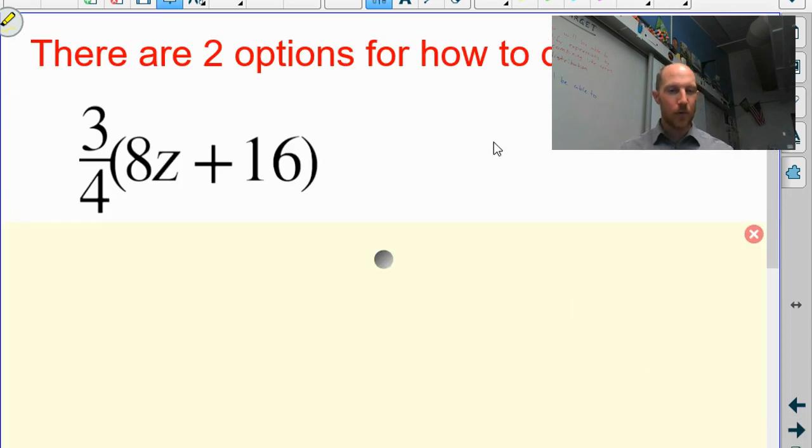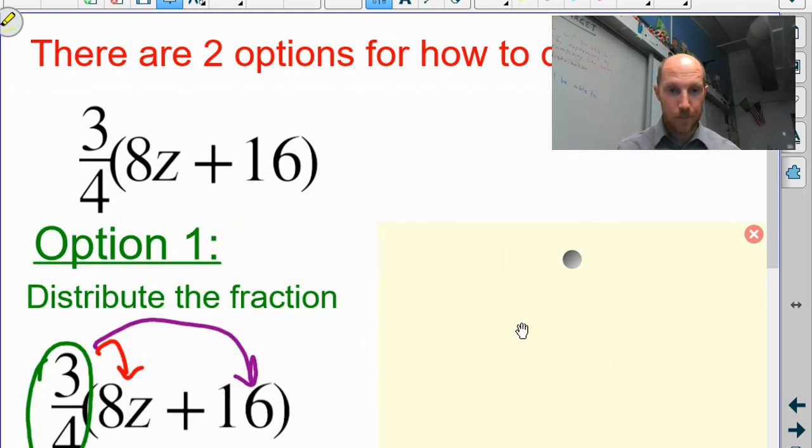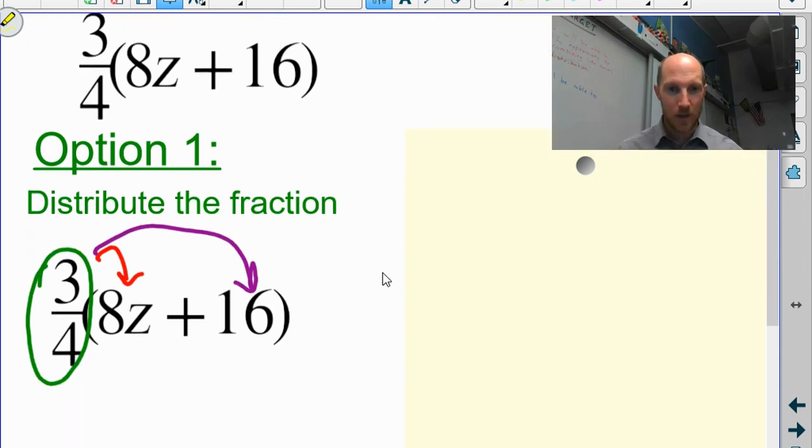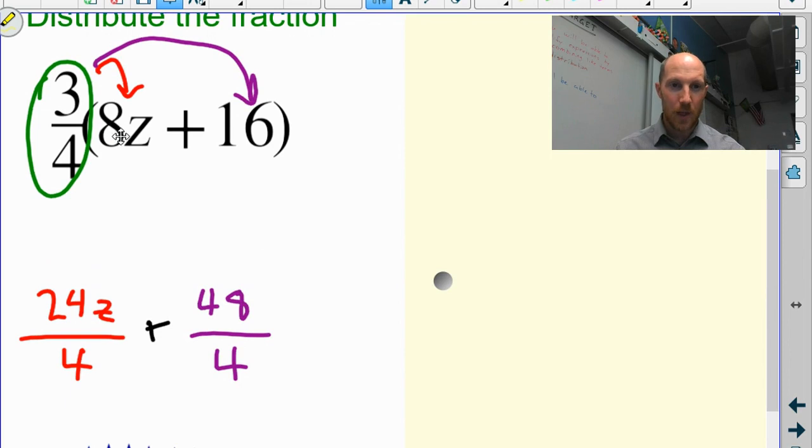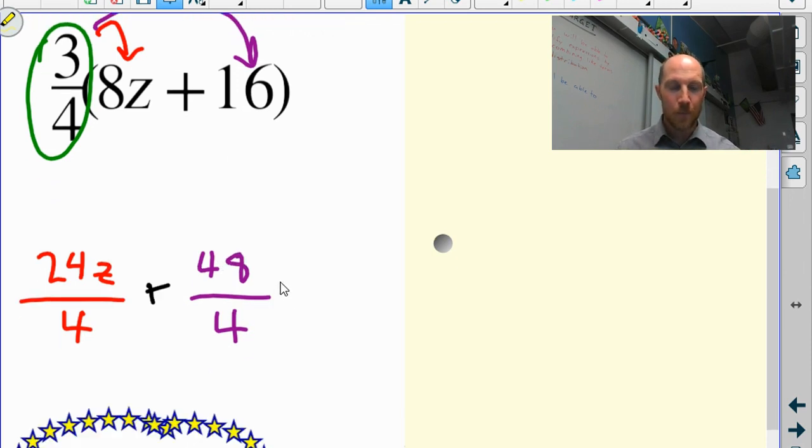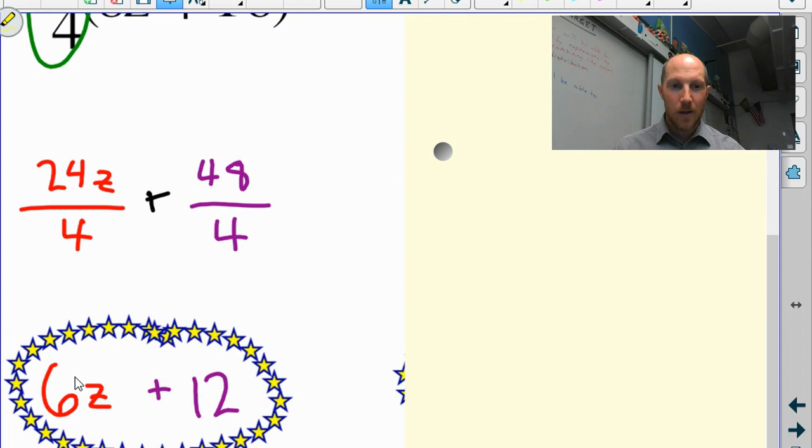Hey, well, speaking of fractions, here's a different fraction. We're going to do the same process. We still have these two options. Option one, take that fraction and distribute it. If you're comfortable with fractions and you want to just take the 3/4 and multiply it by 8z and then multiply it by 16, this is the option for you. So the 8z times 3, that numerator, is going to give me the 24z over 4 in red. Follow the purple arrow, 3/4 times 16. 3 times 16 is 48, so that's my numerator, 48 over 4. Simplify both of those to get 6z plus 12.